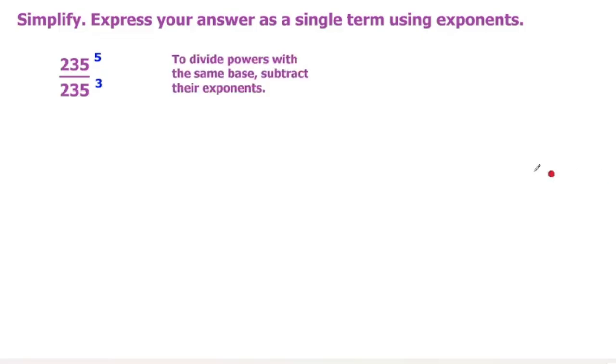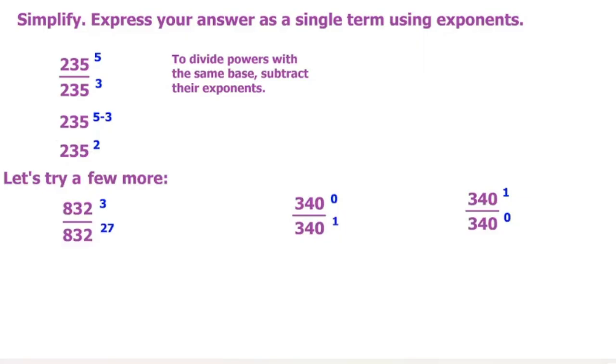Okay, so for this one, to divide powers with the same base, subtract their exponents. So all you have to do is take this base and do 5 minus 3. So we're left with 235 to the power of 2. So let's try a few more.